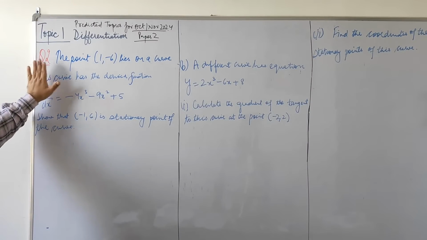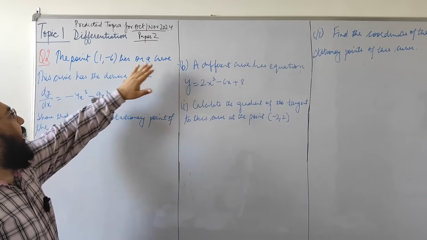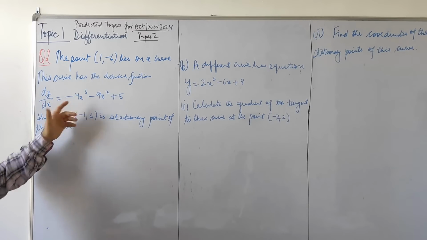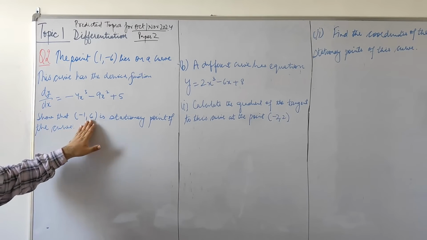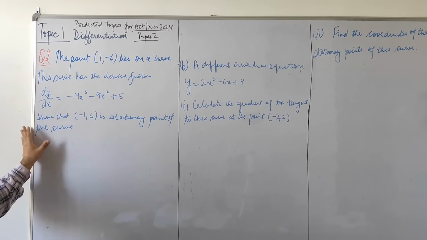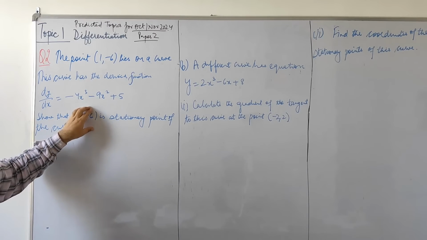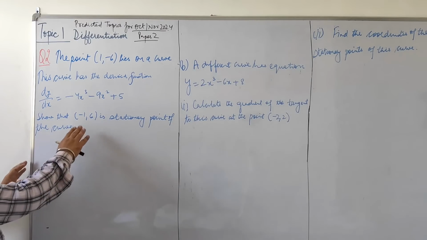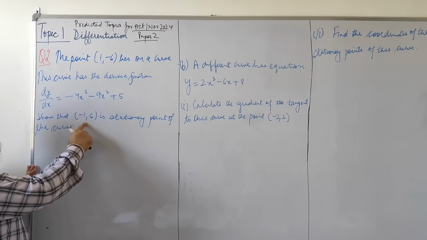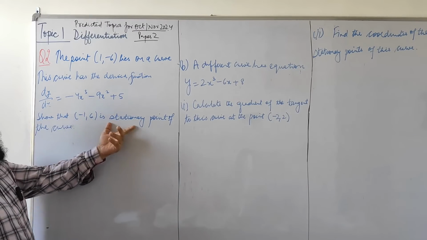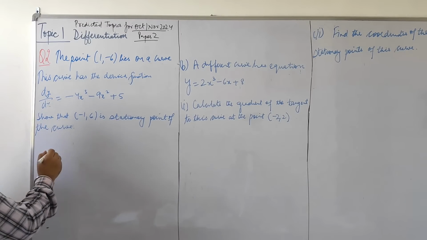Now question number 2, the point minus 1, 6 lies on the curve. This curve has a derived function. Show that the minus 1, 6 is a stationary point of the curve. Now in order to show that this point is a stationary point, if we substitute this point in derived function and it comes to be 0, then this will be a stationary point.